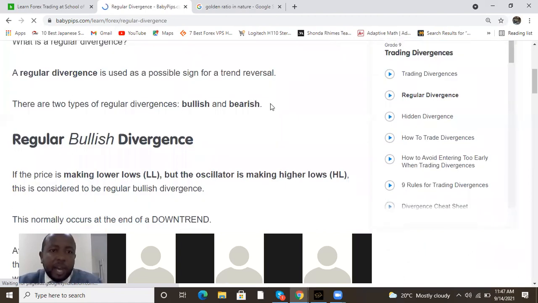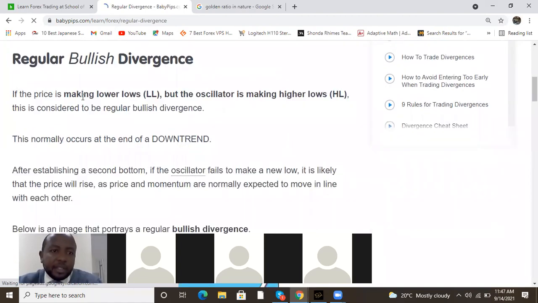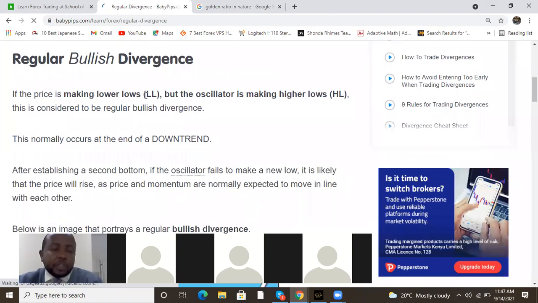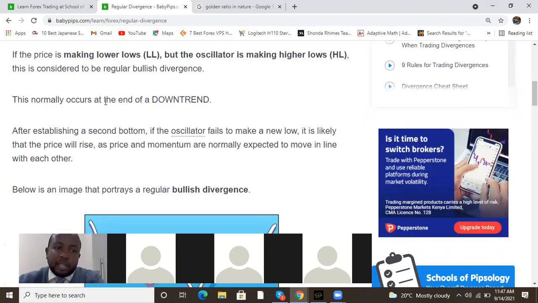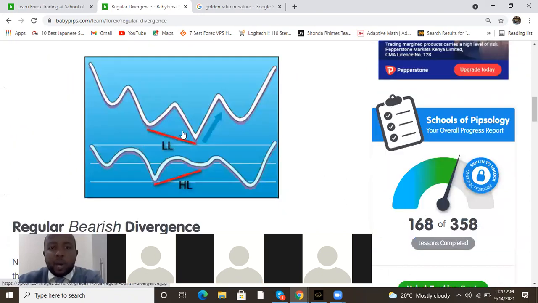So we have bullish and bearish regular divergence. For bullish, if the price is making lower lows, so it's going down, but the oscillator is making higher lows. So the oscillator now is making higher lows, while the price makes lower lows. So that's what we are looking at, regular bullish divergence. It usually looks like this. This is our lower low. Look from here, then this is our higher low. If you see this kind of scenario, this becomes our regular bullish divergence.